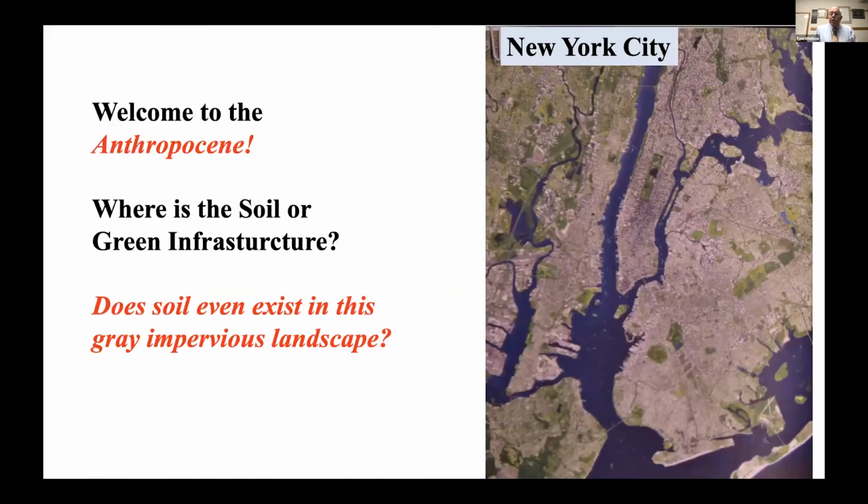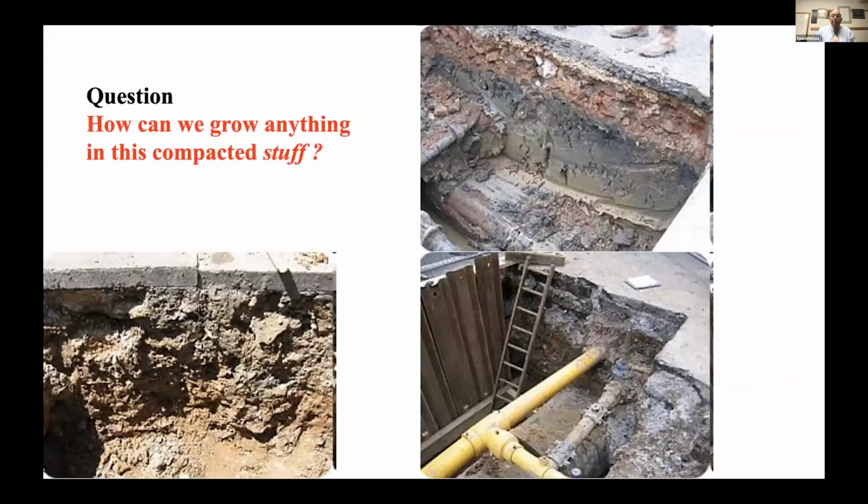This is a satellite image of New York City. Here you can see Central Park in the middle of Manhattan Island. Welcome to the Anthropocene, everyone. Where is the soil or green infrastructure in the 5 boroughs of New York City? And does soil even exist in this gray, impervious landscape?